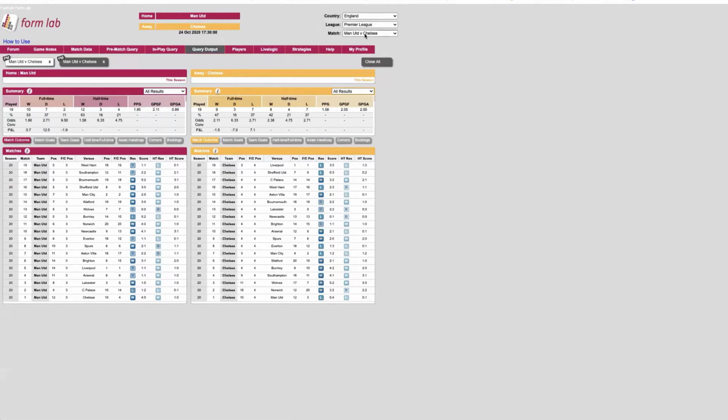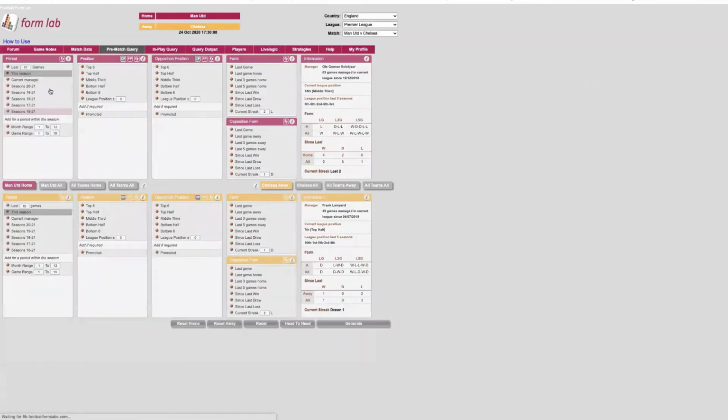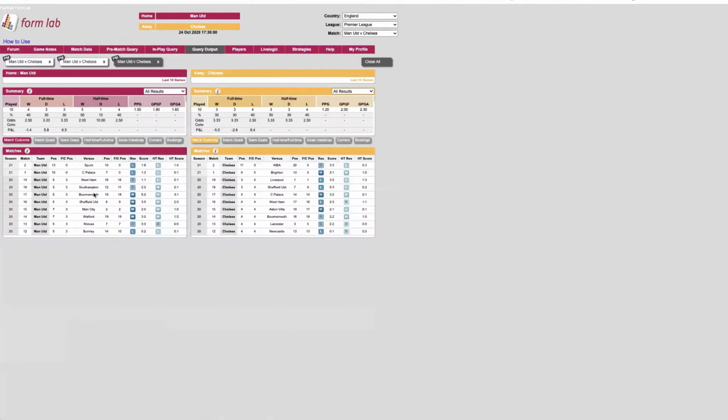But that's fine for the league, and that's easy to look at. But what do you do if you want to go and look at some Champions League stuff? You can't really compare it. It's like if we go and look at, say, this season, or say last 10 games for both of these sides, we can see Chelsea's last 10 games there.